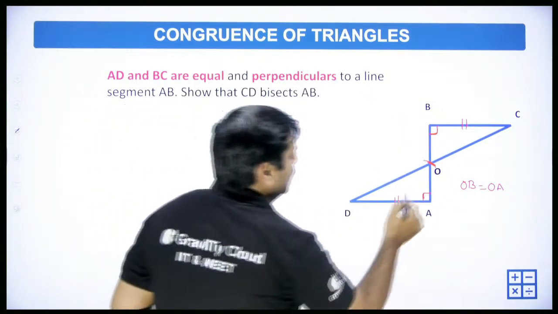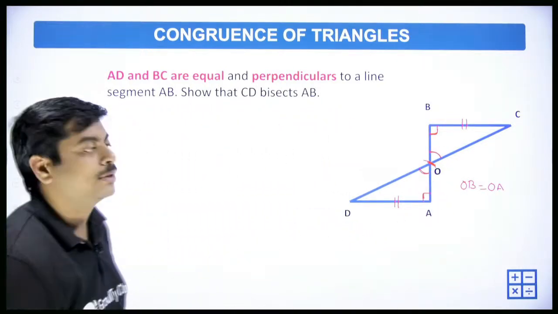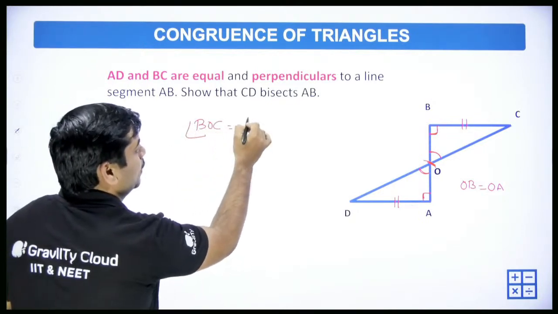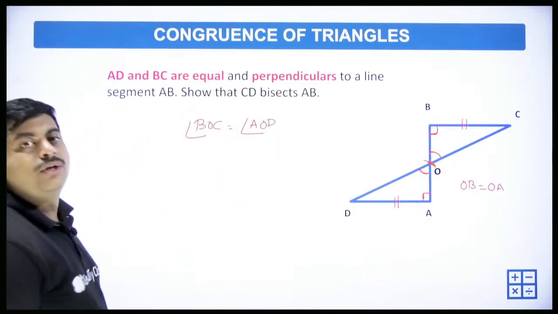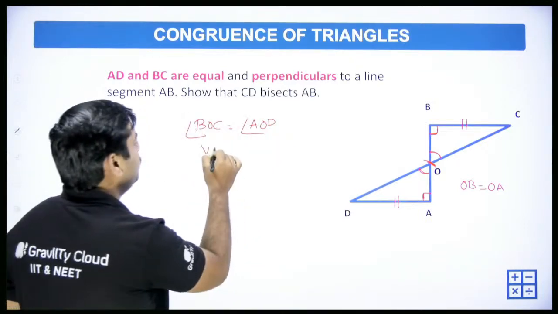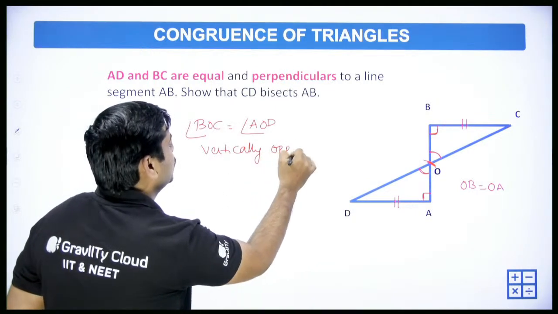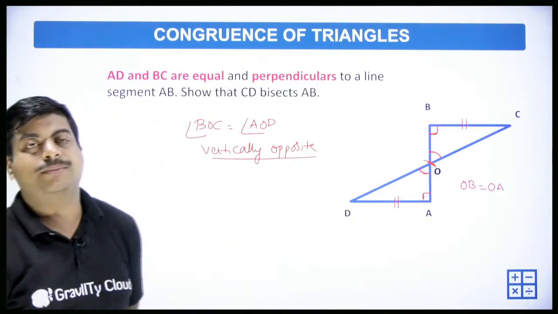One more thing we can discuss: this angle and this angle are equal because these two are vertically opposite angles. You can say that angle BOC is equal to angle AOD. These two are vertically opposite. But using this information, we still can't prove that these two triangles are congruent.